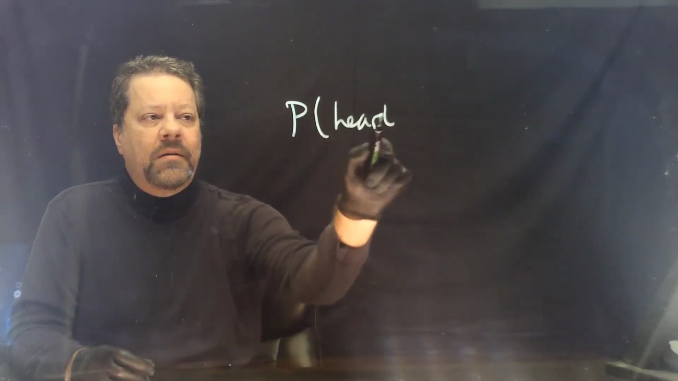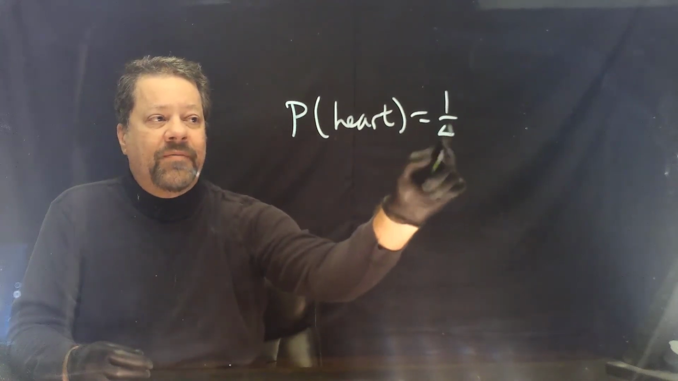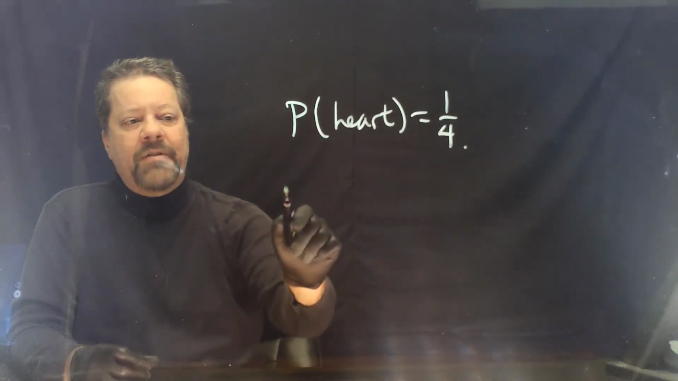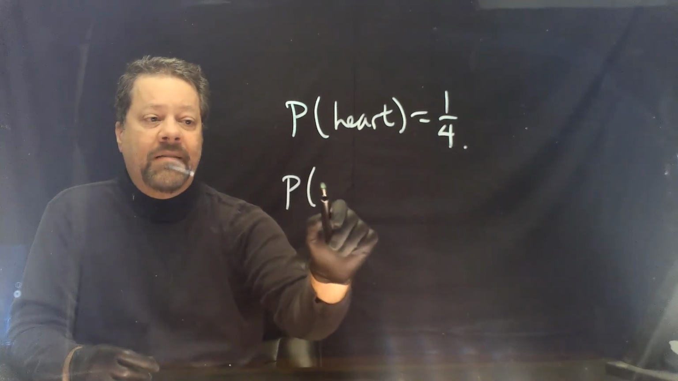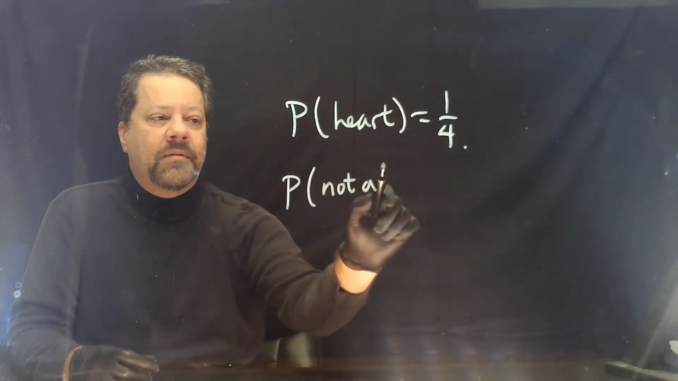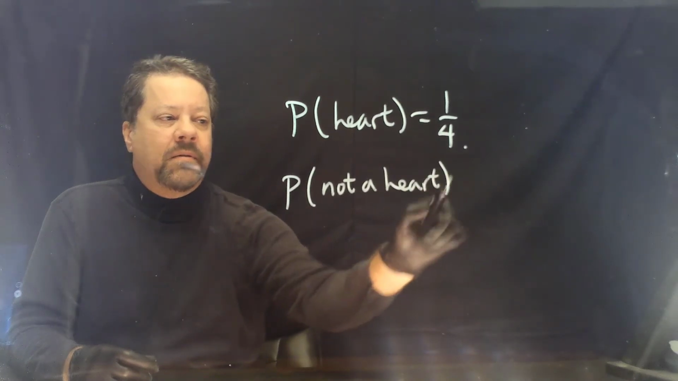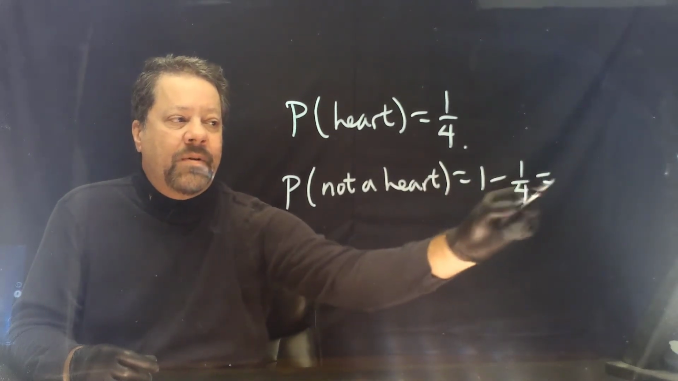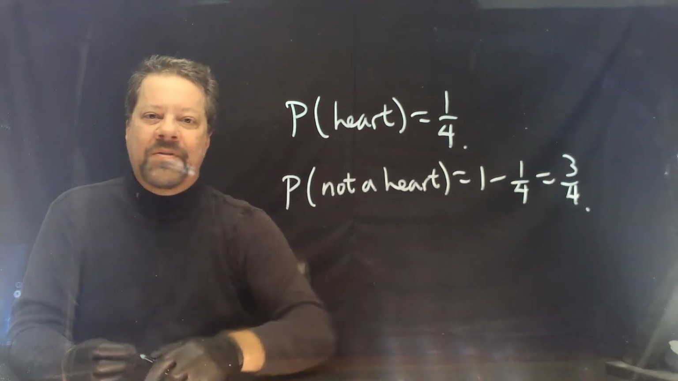As another example, suppose I have a deck of cards with 52 cards in it, separated into 4 suits with 13 cards each. Let's call them spades, hearts, clubs, and diamonds. The probability of drawing a heart is 1 out of 4. The complementary event, the probability of drawing something that is not a heart, will be 1 minus 1/4, or 3/4.